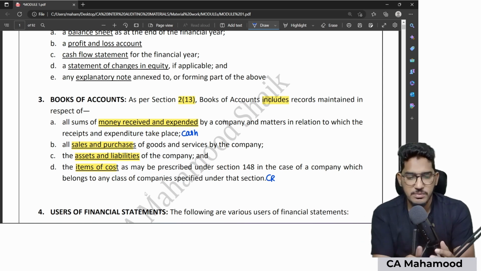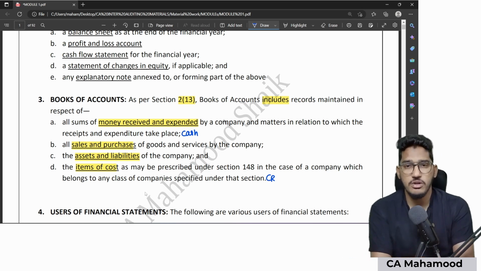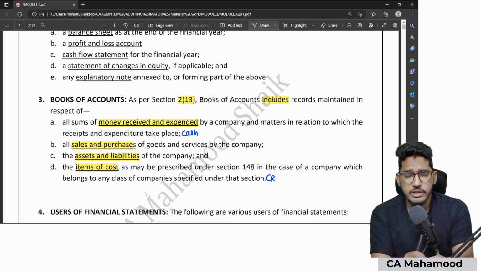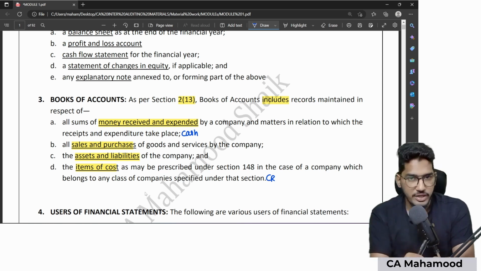See, why I am stressing this much is sometimes they might pose you a true or false statement. Assume a true or false statement is tested. All companies are mandatorily required to include cost records in their books of accounts. Is this given statement true or false? This statement is false. Why? Because cost records will not form part of books of accounts of every company. Cost records will form part of books of accounts of only those companies which are actually covered under section 148.